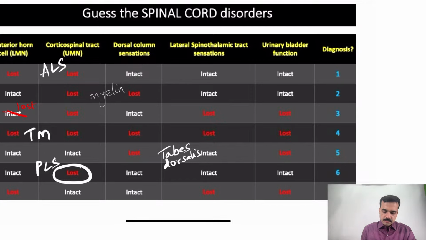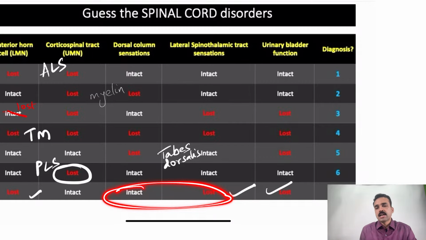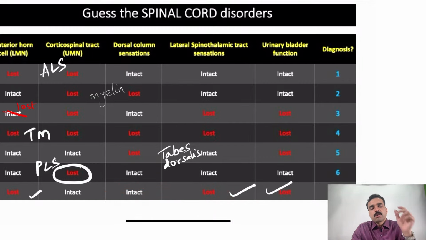Okay, and finally, if there is anterior horn cell loss, along with loss of lateral spinothalamic tract and urinary bladder, but sparing of the dorsal column. So this is called dissociative anesthesia, where there is sparing of the posterior column sensations, but loss of lateral spinothalamic tract. This is what is seen in syringomyelia. So syringomyelia, or an intramedullary compressive lesion, can produce this kind of a picture, where there is dissociative sensory loss.